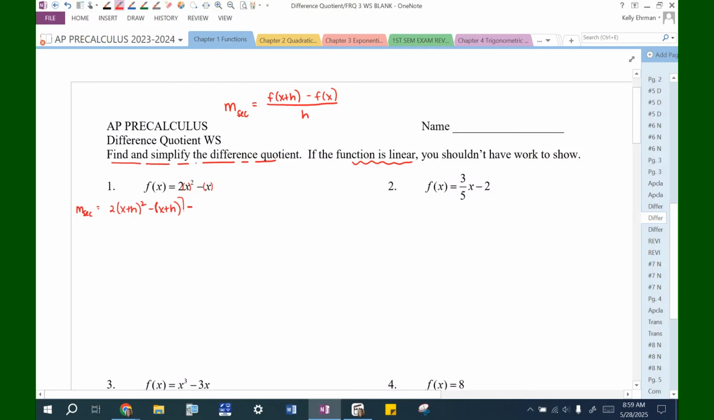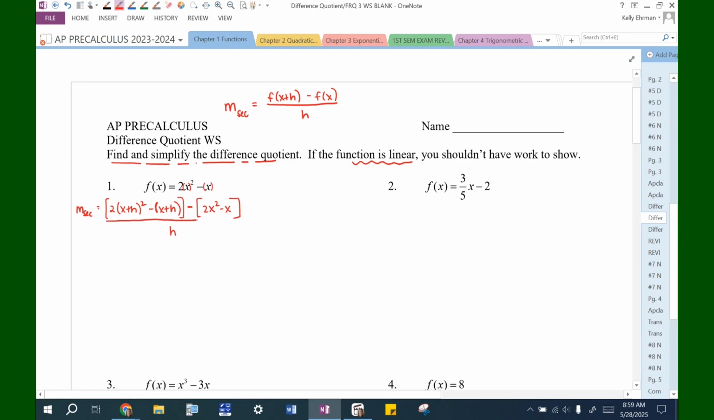Now f of x, so let me kind of separate this out. Here's x plus h, f of x plus h. Here's f of x, back to regular 2x squared minus x. And then the whole thing is over h. You don't have to use these square brackets that I'm using. I just kind of like doing that because it really separates things out.